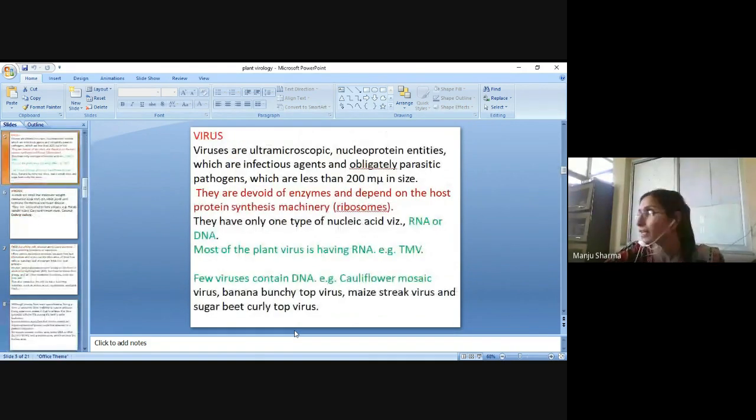Viruses are ultramicroscopic nucleoprotein entities which are infectious agents and obligate parasitic pathogens, less than 200 nm in size. They are devoid of enzymes and depend on the host protein synthesis machinery, that is, ribosomes.